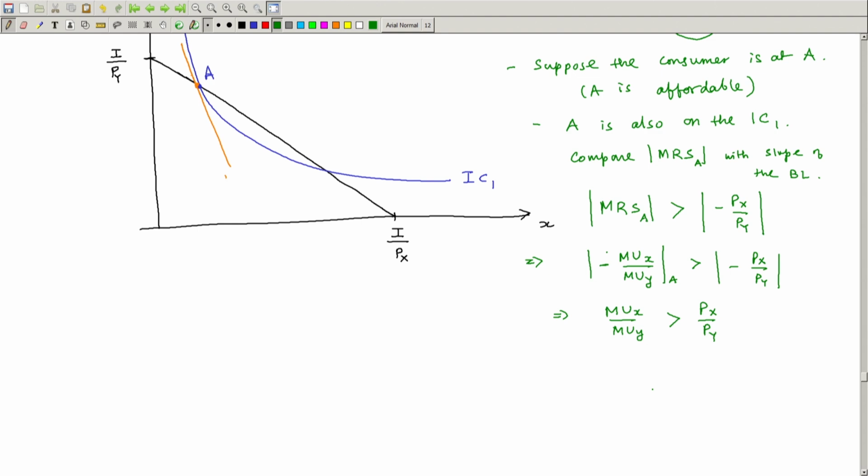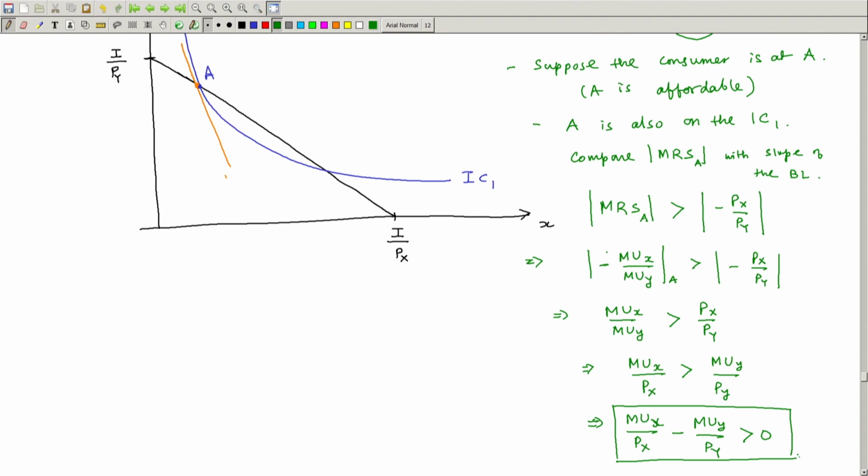Let's do one more step of algebraic manipulation, and since everything here is positive, I'll bring the Px down here, so I can write it as MUx over Px is greater than MUy upon Py, which then implies that MUx upon Px minus MUy upon Py is strictly greater than 0. So keep this in mind.